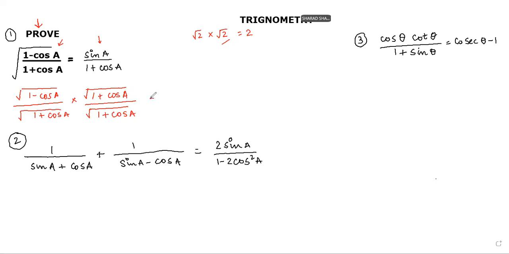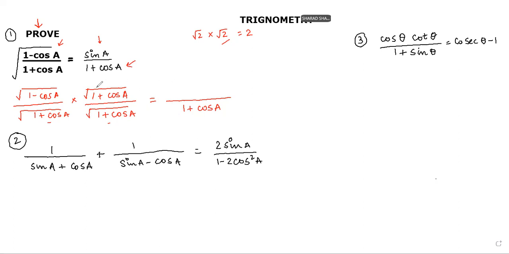Okay. And now what this becomes in the next step is the denominator becomes 1 plus cos A. Root 2 into root 2 is 2, so root 1 plus cos A into root 1 plus cos A is 1 plus cos A. The square root is gone. And now if we see the right hand side, we actually have to get 1 plus cos A. Half of the question is done.